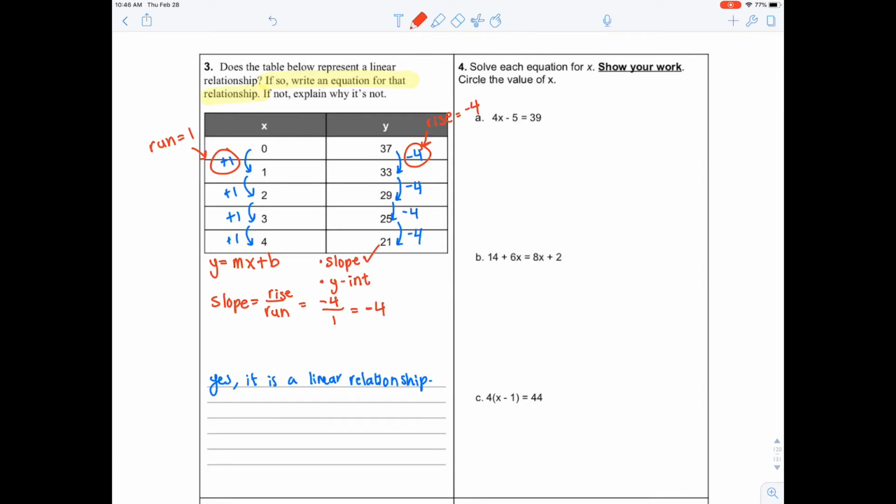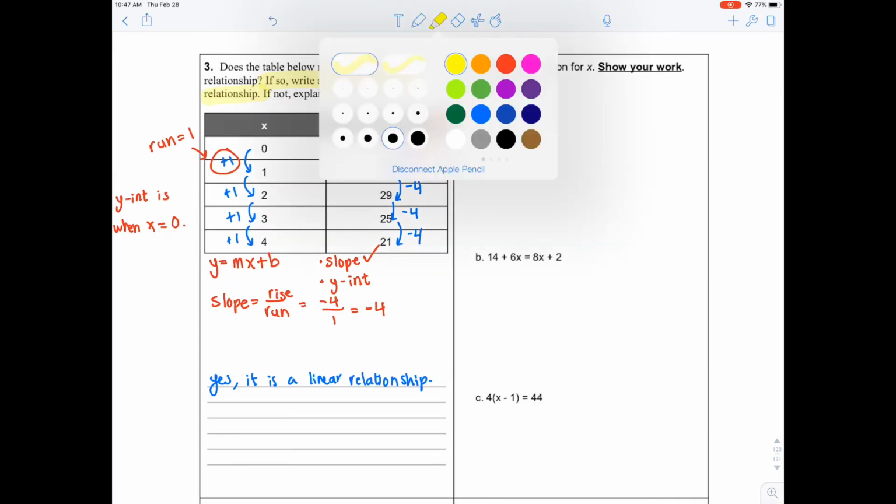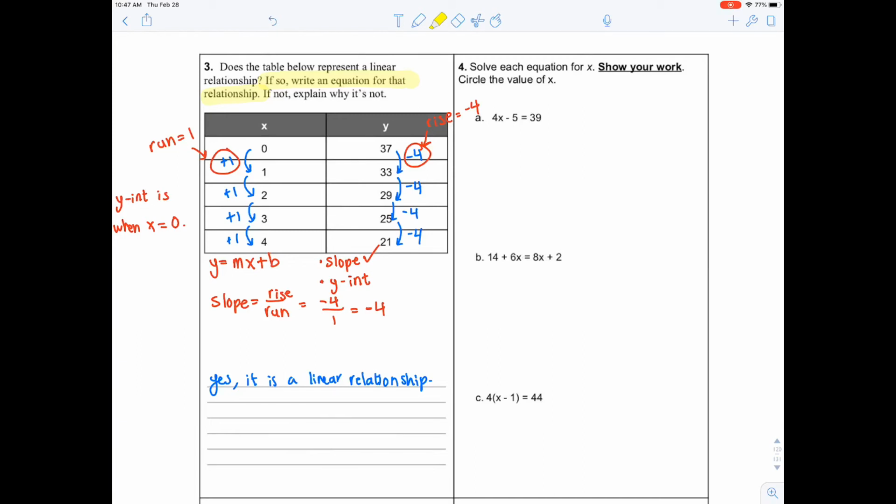We know that the y-intercept is where our graph crosses the y-axis, but how do we find that in a table? Well, there's also another part of our definition for the y-intercept. Our y-intercept is also when our x coordinate is equal to 0. In our table, do you see x equal to 0 anywhere? Hopefully you notice that we started with 0 here. So my y-intercept is going to be at the point (0, 37).